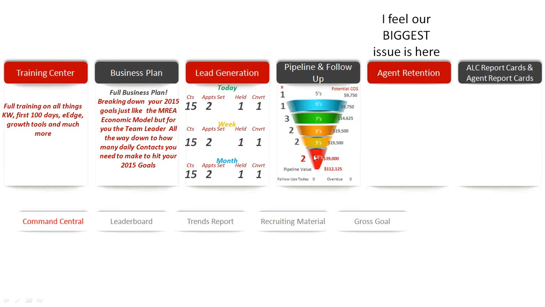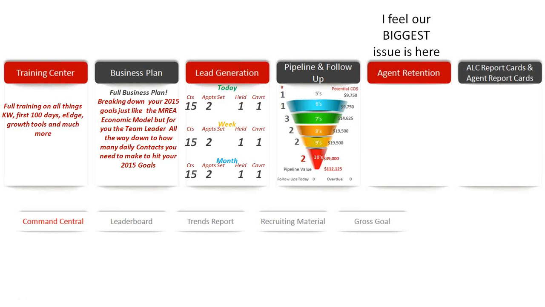So I have 2 10s, and they're both cappers, so that's why I have $39,000 in there, because our cap is $19,500. So it'll tell you exactly how much company dollar is sitting at each level of your pipeline. It shows you your total pipeline, tells you if you have any follow-ups due today, and if you have anything overdue, and you simply dive into that section to do all of your follow-ups.